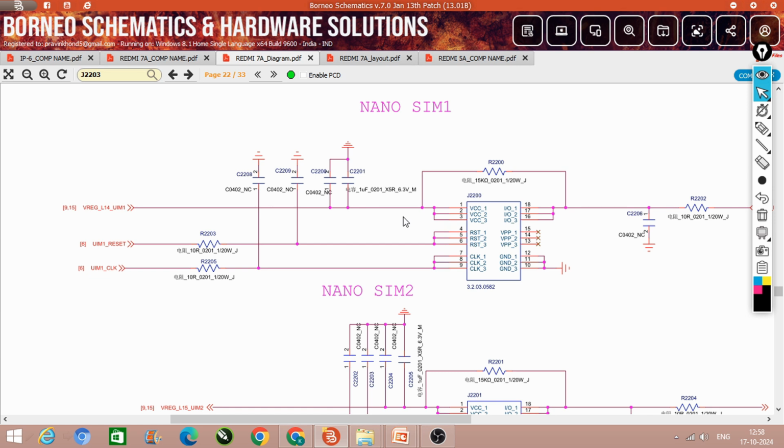Now for the animated diagram, it's a long process. It takes too much time. Also, it takes too much effort.